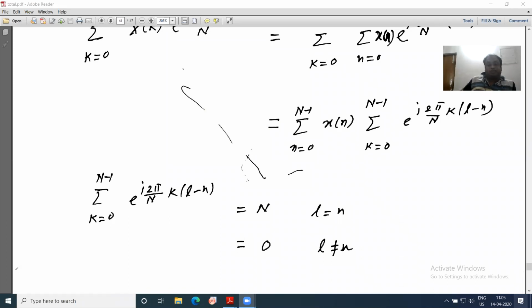Therefore, what I can conclude is that this expression will be equal to n for L equal to n. For L not equal to n, this will be equal to 0. Do you agree with that? Yes sir. All right.